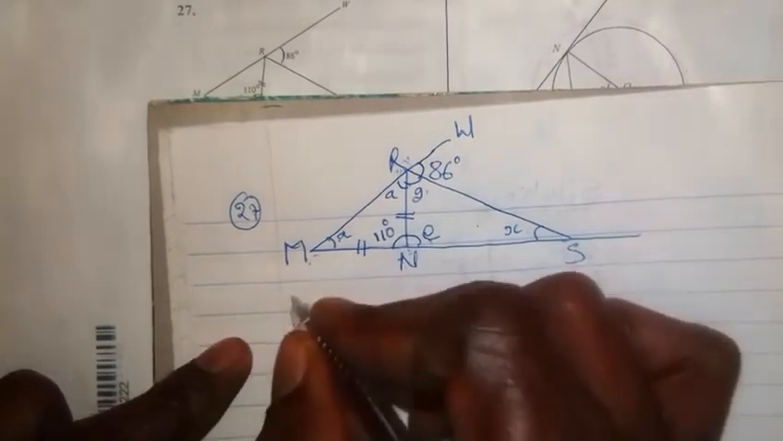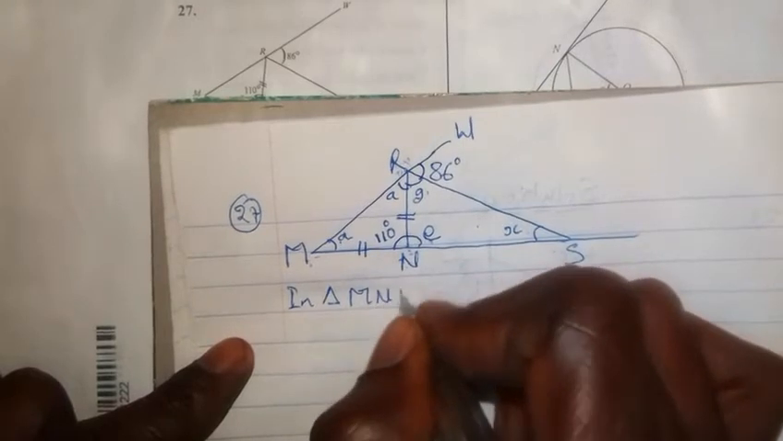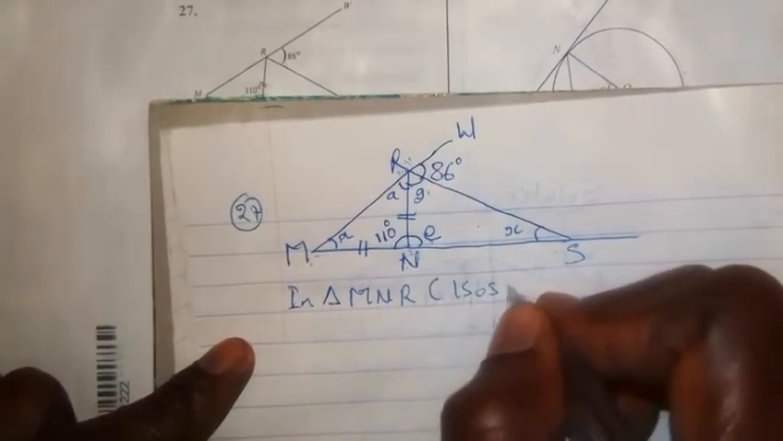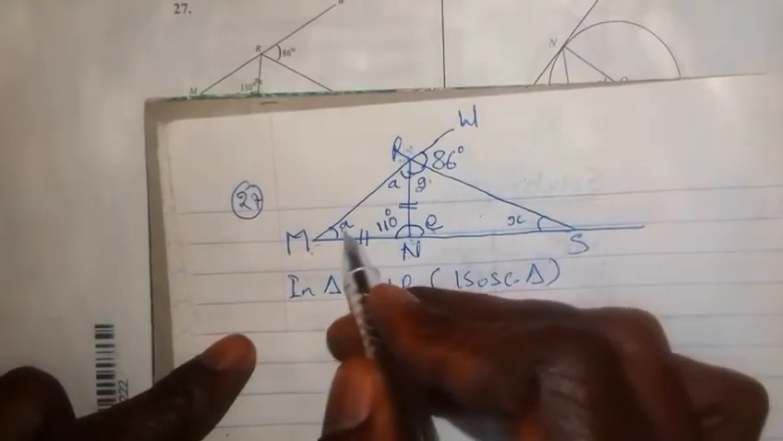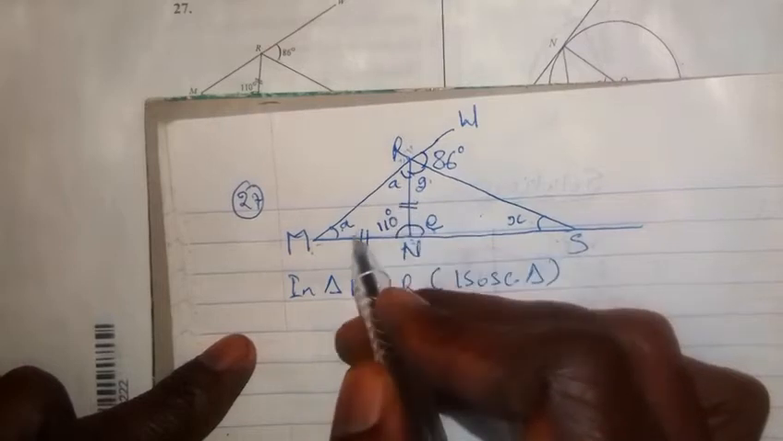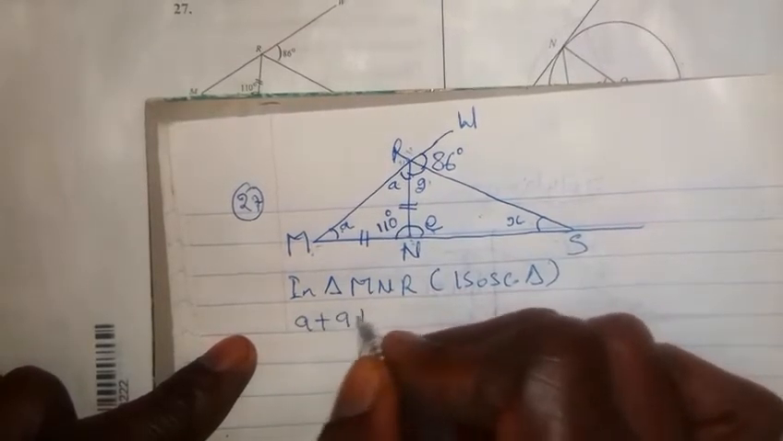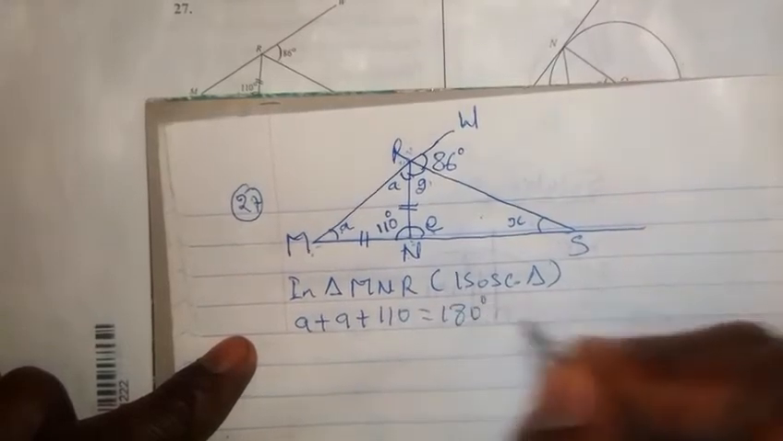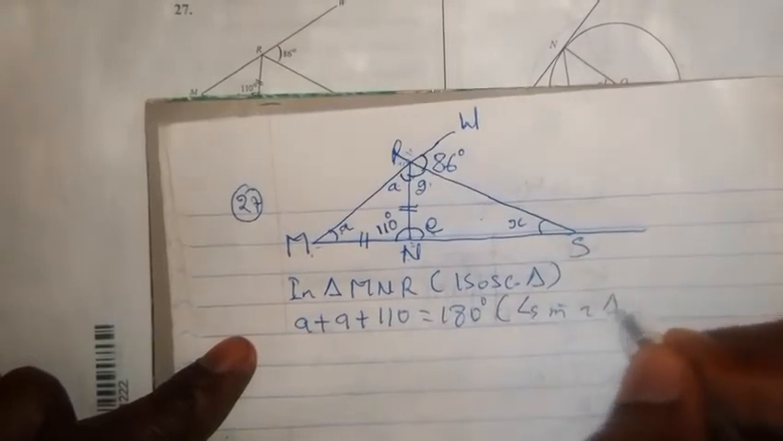So we say in triangle MNR, it is an isosceles triangle. Now we are going to use the sum of angles in a triangle to get the value for A. So we say A plus A plus 110 equals 180 degrees. That is angles in a triangle.